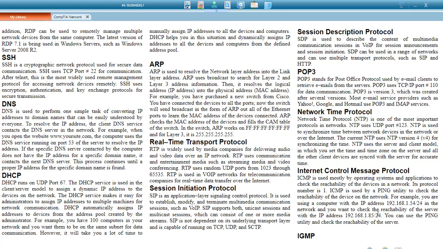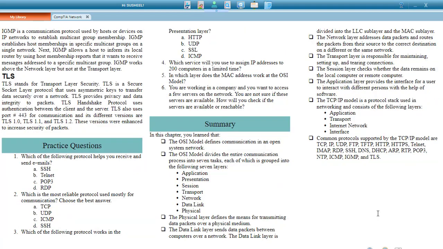IGMP. IGMP is a communication protocol used by hosts or devices on IP networks to establish multicast group membership. IGMP establishes host memberships in specific multicast groups on a single network. Next, IGMP allows a host to inform its local router by using host membership reports that it wants to receive messages addressed to a specific multicast group. IGMP works above the network layer but not at the transport layer.